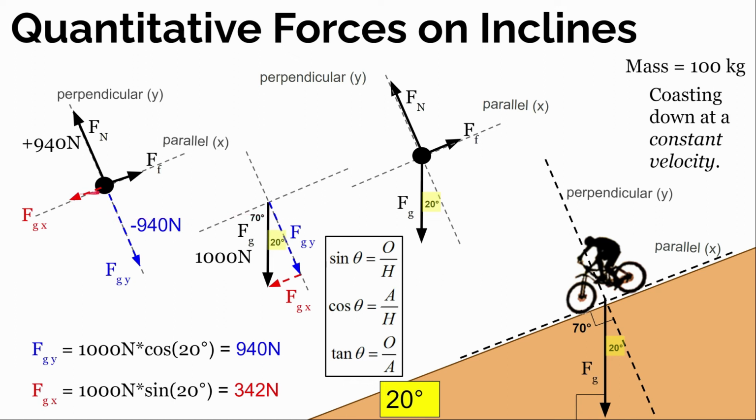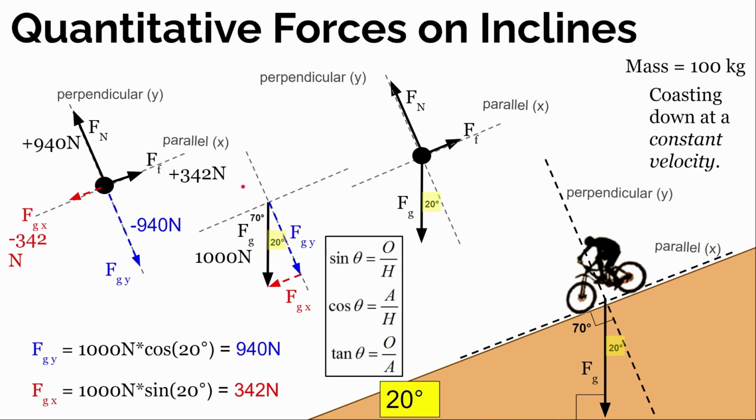So looking at our diagram, based on our rotated x direction, the x component of gravity is in the negative x direction. So we'd say that it's negative 342 newtons in size. And the frictional force is in our positive x direction. And the sum of the forces, again, in the x direction has to be 0. Why? Because the biker is moving at a constant velocity. So the frictional force has to be positive 342 newtons in size.